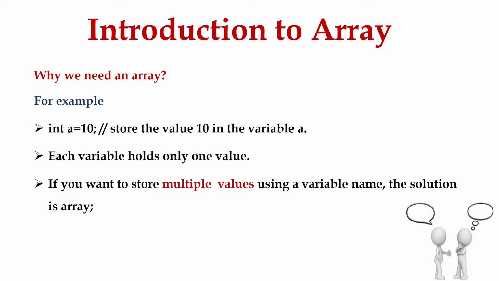So why do we need an array? For example, integer a equal to 10 means that we are going to store the value 10 in a variable a. So we are allowed to store only a single value in a single variable. Each variable holds only one value. If I want to store multiple values using a variable name, the solution is array. If you want to store multiple values under consecutive memory location, the solution is array.